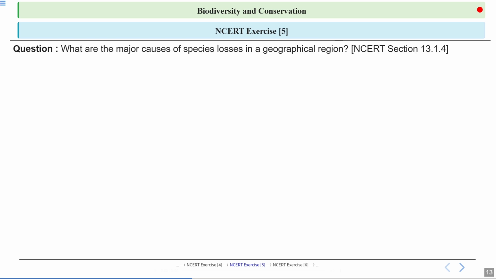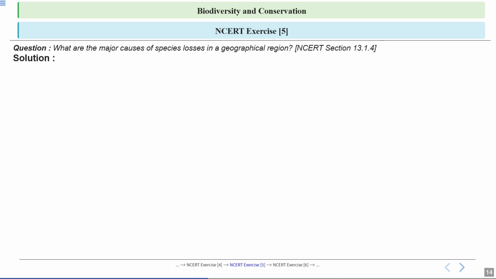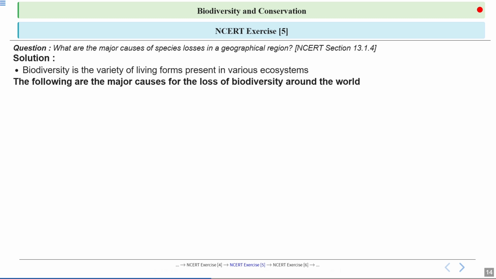Next question, what are the major causes of species loss in a geographical region? So let's have a look at the answer. See, biodiversity, as we know, is a variety of life forms present in the various ecosystems. So there is a wide range of species from plants and animals to microorganisms across various habitats. Now, the following are the major causes for the loss of biodiversity around the world. First one is habitat loss and fragmentation. This refers to the destruction and division of natural habitats, which reduces the available living space for animals and plants.